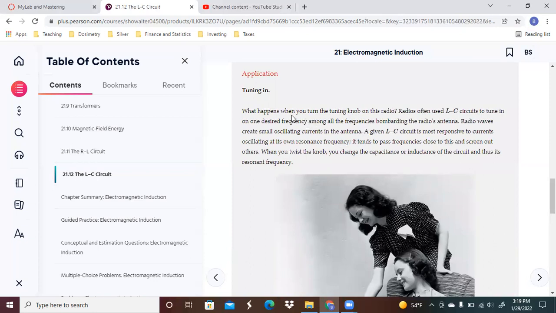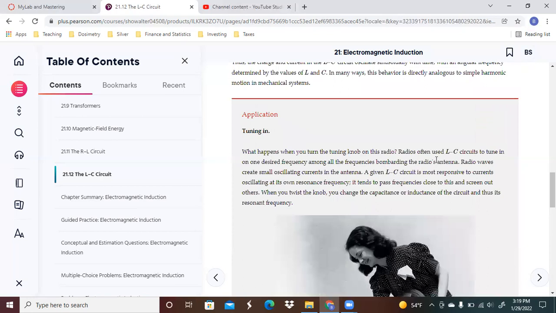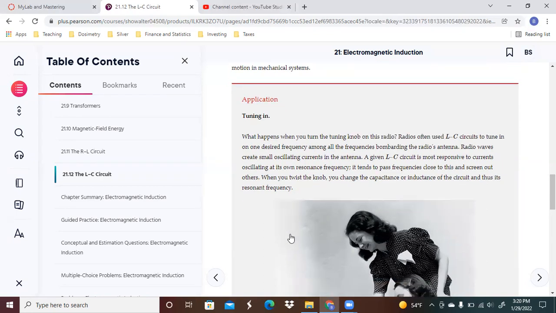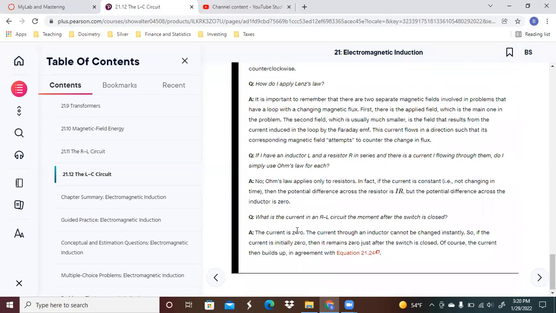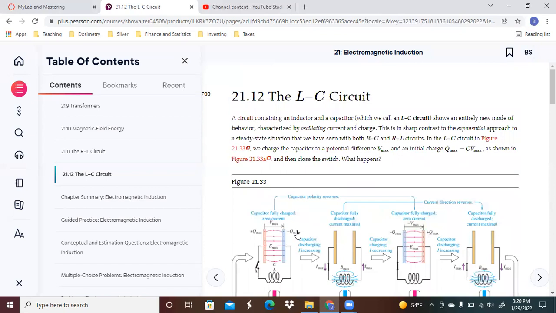But here's an application of what's going on. When you use the tuning knob on the radio, the radio is going to use an LC circuit to tune into one desired frequency among all the other frequencies. The radio waves create small oscillating currents in the antenna. And a given LC circuit is most responsive to currents oscillating at its own resonant frequency. It tends to pass frequencies close to this and screen out the others. So when you twist the knob, you're changing the capacitance or inductance of the circuit, and thus the resonant frequency. So that is an application of this particular type of circuit.